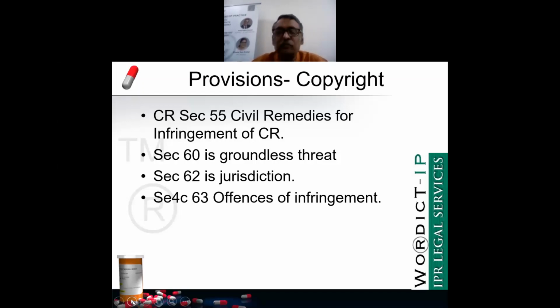Suppose you had copied Einstein's formula of E is equal to mc square, then it amounts to substantial copying. And suppose you had copied almost 60 to 70% of the notes that Einstein wrote on E is equal to mc square, it may still not amount to a copyright violation. So it all depends on the facts of the case.